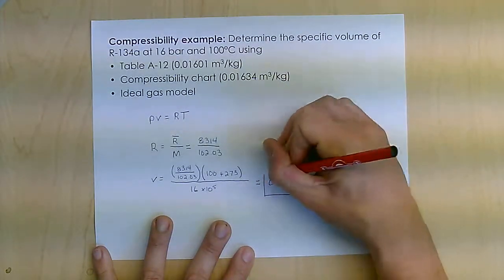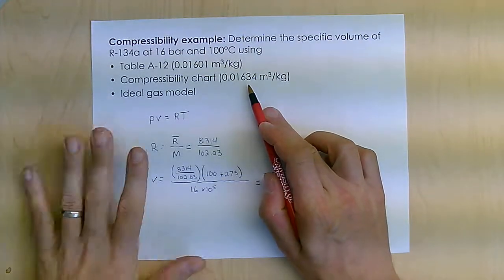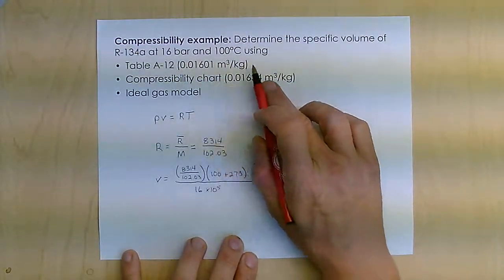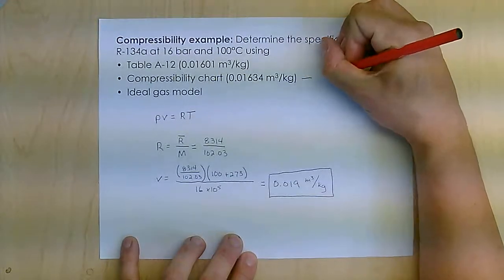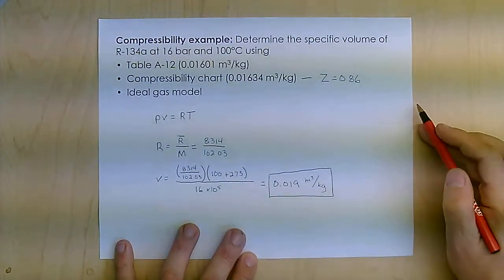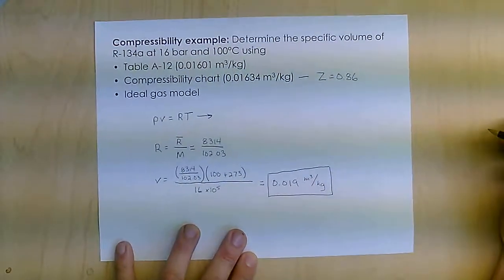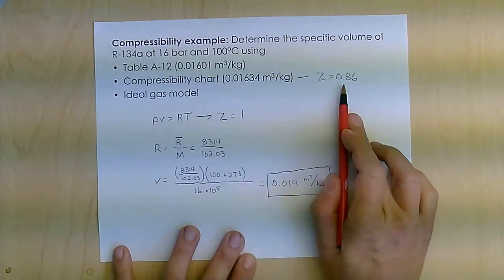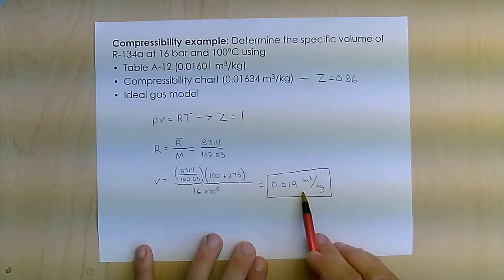Now you'll notice this is actually quite a bit off from this one, and even more so off from that one. Why is that? You'll remember, and again you can go back and look at that previous example, in this example, Z equaled 0.86, that compressibility factor. For the ideal gas model, the whole idea is Z equals 1. Well, Z clearly doesn't equal 1. That's why I get a value that's off here.